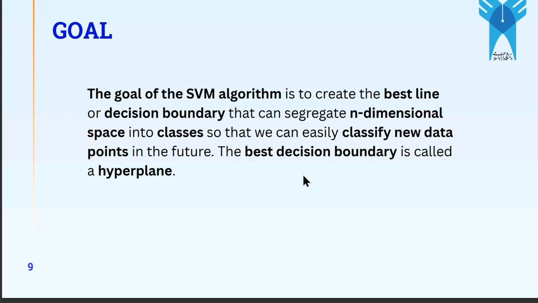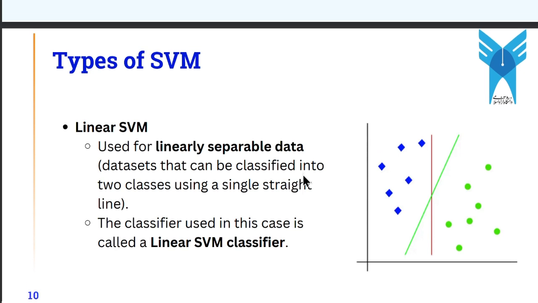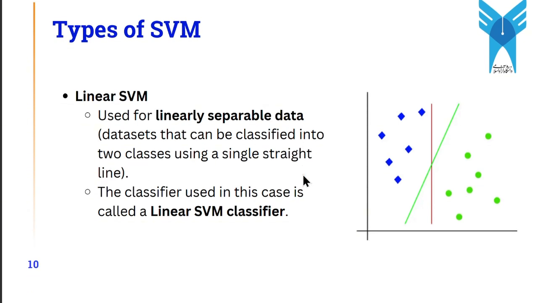Let's say, what's the big goal of the SVM algorithm? It's super cool. The goal of SVM is to draw the best line, or decision boundary, that splits our n-dimensional space into different groups. Think of it like a helpful guide that makes it easy to sort new data points later. And what is the best boundary? It's called the hyperplane that we covered before. That is our star player.